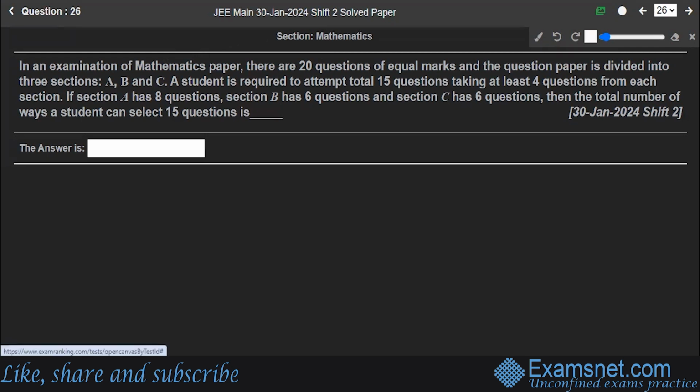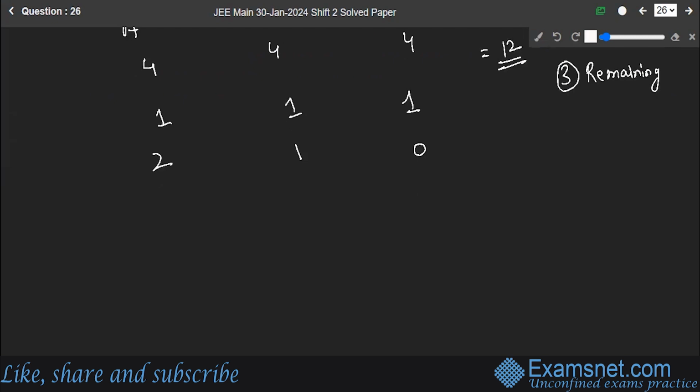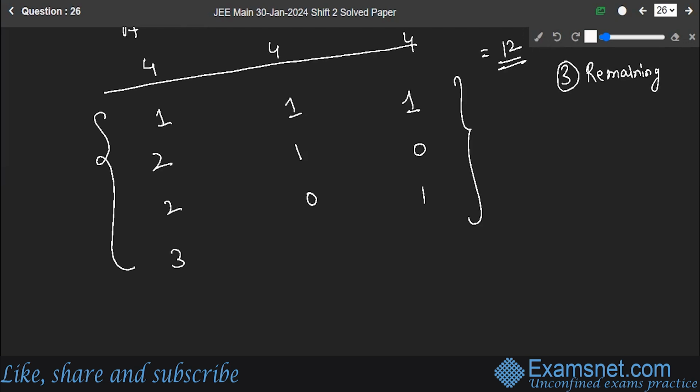First thing, there are 3 sections, and it is said that 4 questions have to be attempted from each. That makes a total of 12 questions. How many questions are remaining? 3. Now they have to be selected like this. It can be done like one is selected from all, or you select 2 from here, 1 from here, and none from here. Similarly, it can be 2 from here, none from here, or 1 from here, or all 3 can be selected from the first one, right? So this is the possibility. This is fixed, 4, 4, 4, and these are the rest of the possibilities.